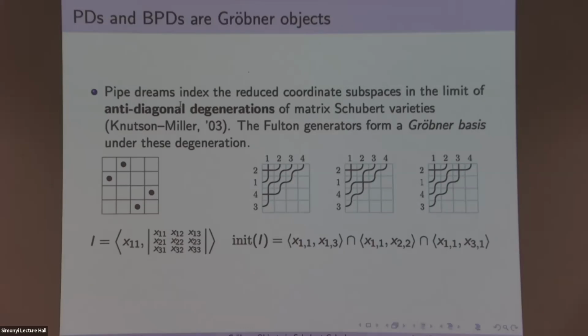So here, anti-diagonal degeneration is just some specific degeneration order that I take, such that when I take the matrix Schubert variety and take its limit, the limit is going to break into components, and each component is going to be indexed by a pipe dream. So the pipe dream can record what happens in the limit of degenerating the matrix Schubert varieties.